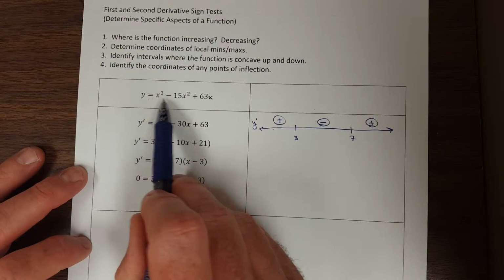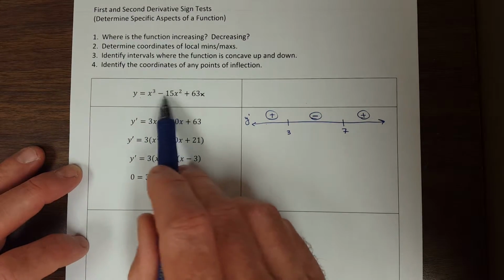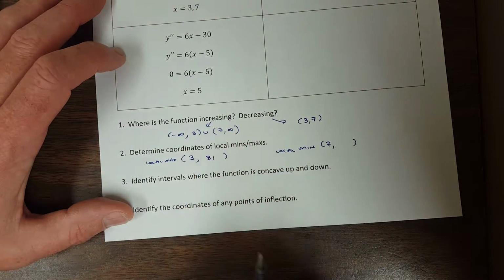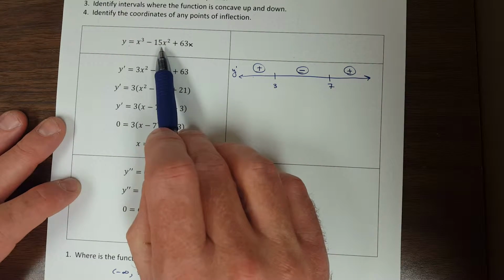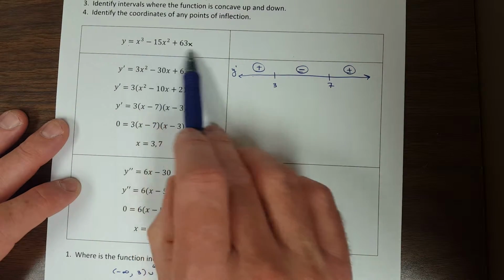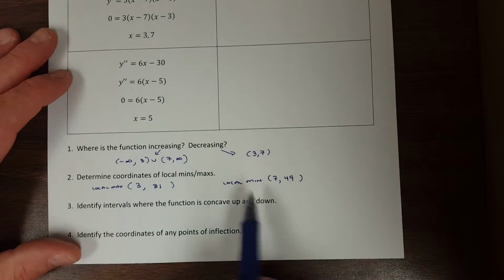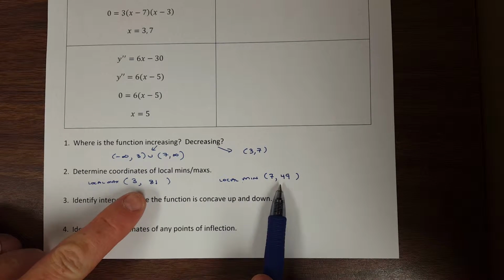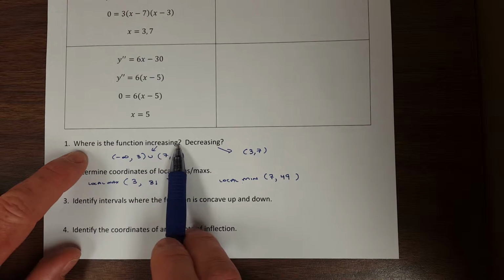And so if we plug in 3, again, we're talking about the characteristics of our original function. If we plug a 3 in here, we're going to get 81 for our y value. So (3, 81). And if we plug a 7 into our original function, we're going to get 49 for our y value here. Notice how these answers kind of look the same, but they mean two totally different things.